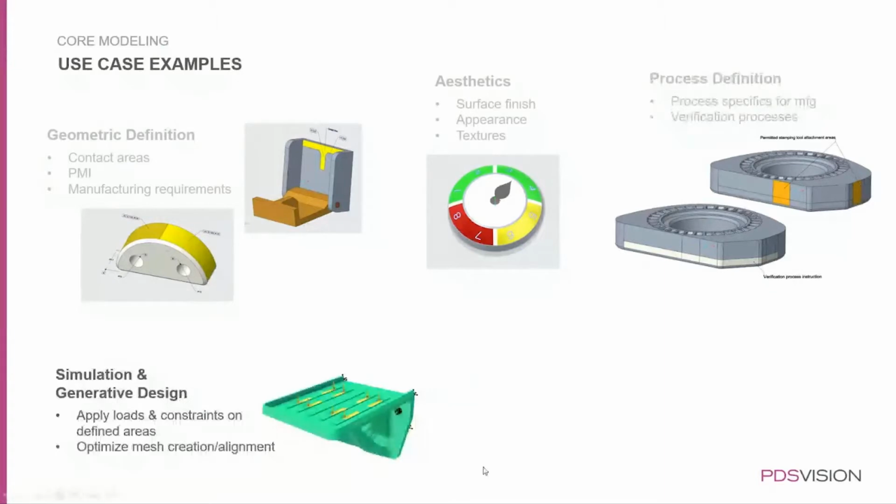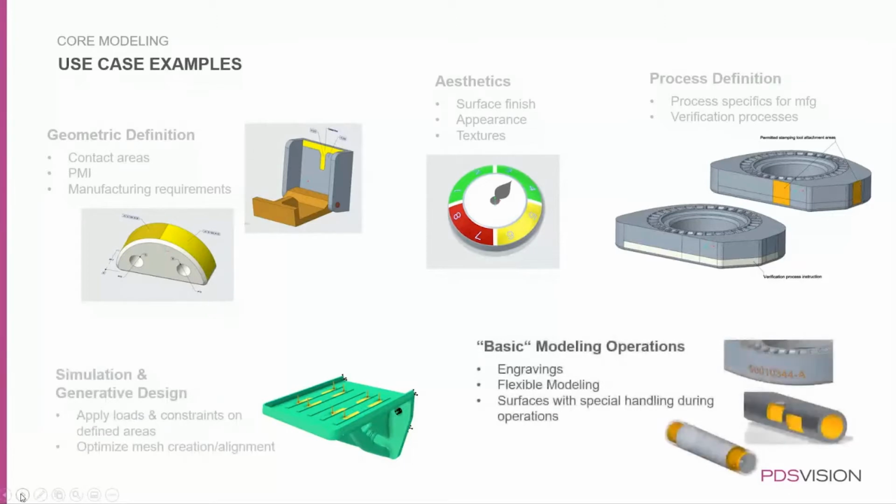Then let's say simulation and generative design, if you want to apply forces only on a partial surface, not the whole surface, it's quite easy today to do that as well. And then of course those regular basic modeling operations, if you want to engrave some text on that one, or if you want to have some slots which are milled into the tube or pushed through, one of the options for how you can model that is using the split surface and flexible modeling tools.